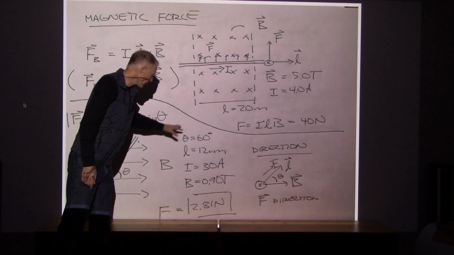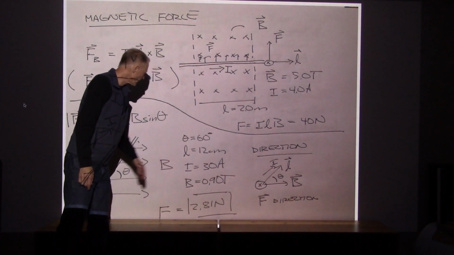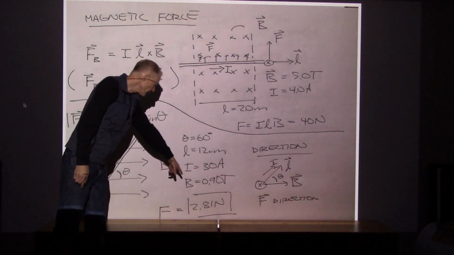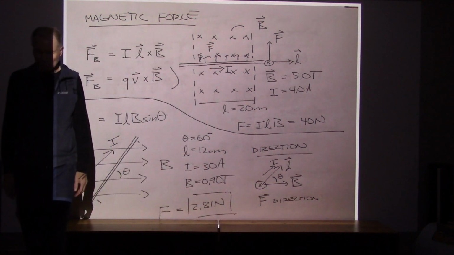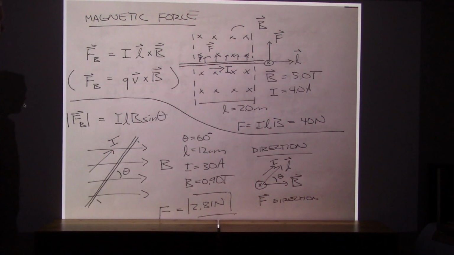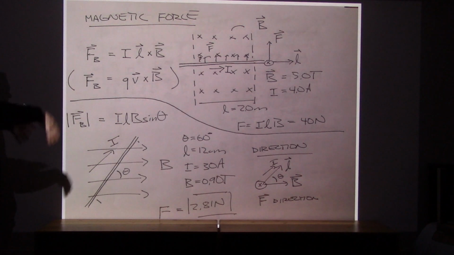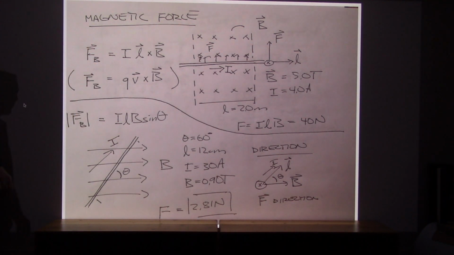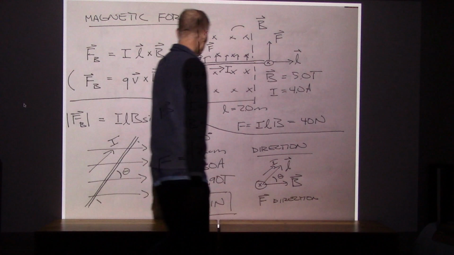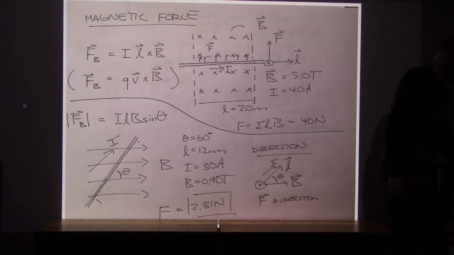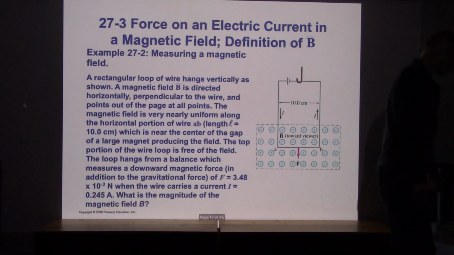Putting all the numbers into the formula that I've got here, I ended up with 2.81 newtons. Okay. Well, the length is not nearly as long as the other previous example. The magnetic field is quite a bit smaller. You can kind of see the differences. Okay. So a couple good examples looking at forces on wires.